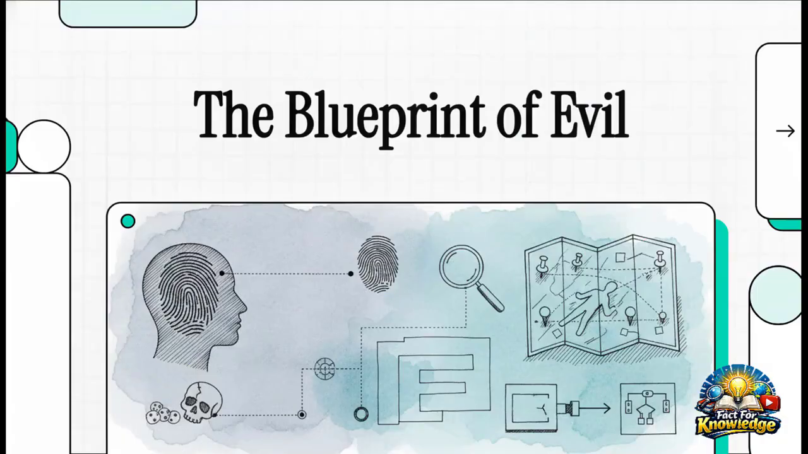Welcome to this explainer. Today we're going to uncover the hidden science behind how America's elite investigators identify killers, predict their next moves, and ultimately bring some of the world's most dangerous criminals to justice. We're looking at the blueprint of evil and the rigorous science of FBI profiling that was quite literally born down in the basement of Quantico.